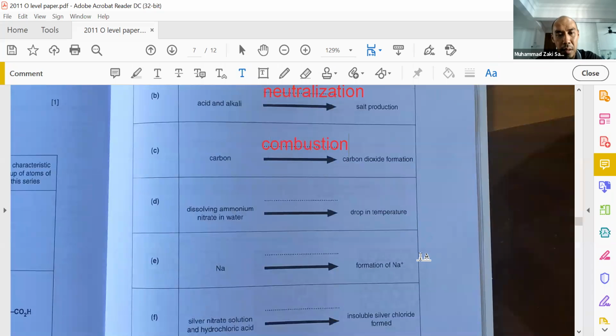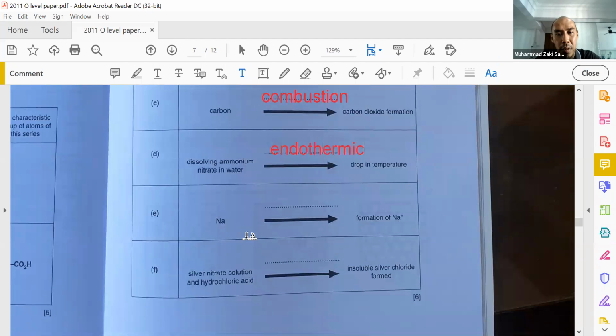Now, dissolving ammonium nitrate in water. This is a reaction where the temperature of the reaction mixture will go down, it will decrease. I haven't covered this yet, but if the temperature goes down, it's endothermic. If the temperature goes up, exothermic. Just a very quick preview of what you will learn next time. Endothermic.